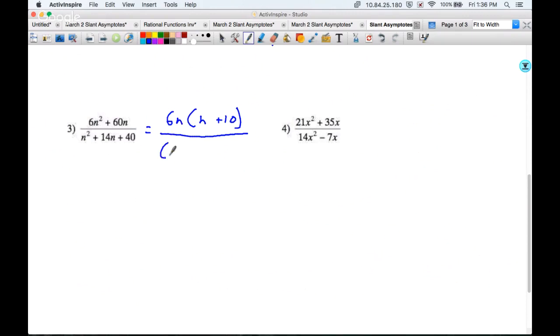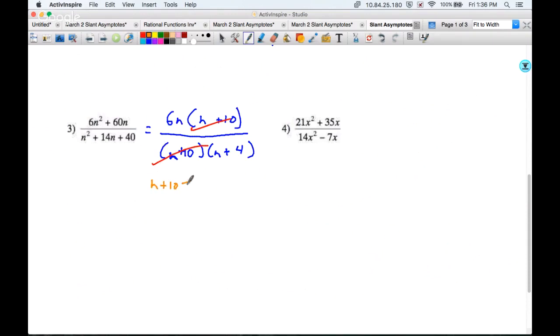At the bottom, simple factoring. Set up this structure here. I've asked myself for 2 numbers that multiply to be 40 but add to be 14. Those numbers are 10 and 4. And so you can see we've got 2 factors that cancel. Yeah, n plus 10 cancels with the n plus 10.